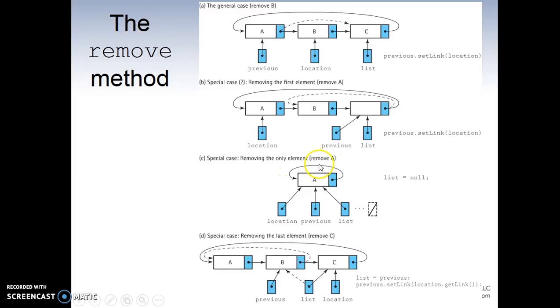Removing the only element, so that means location, previous, and list are all equal to the same. Then we can just set list equals to null.